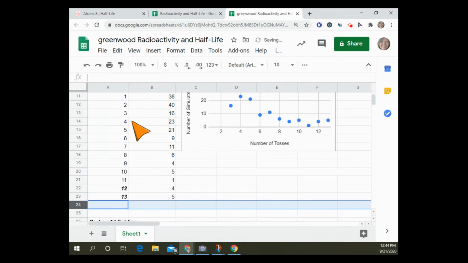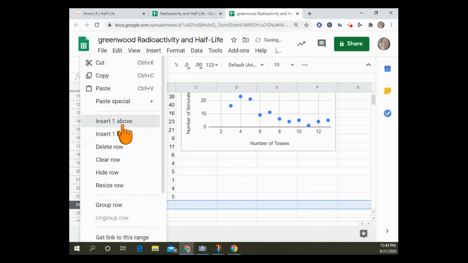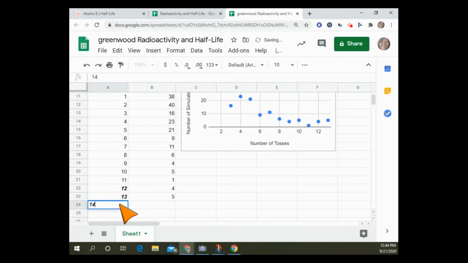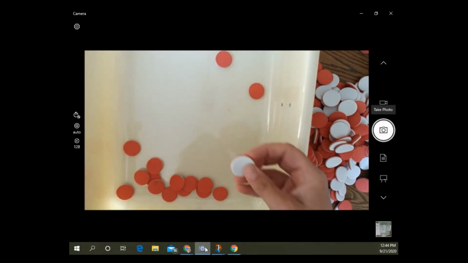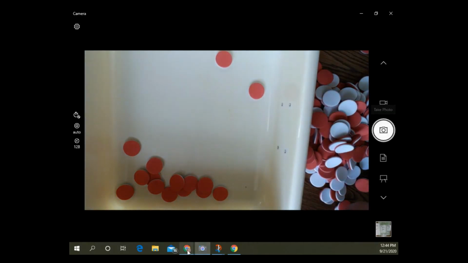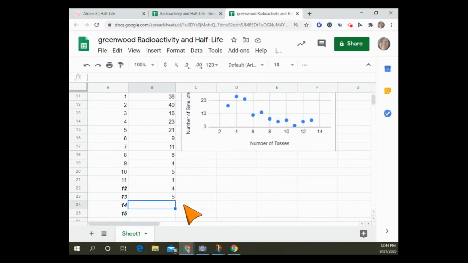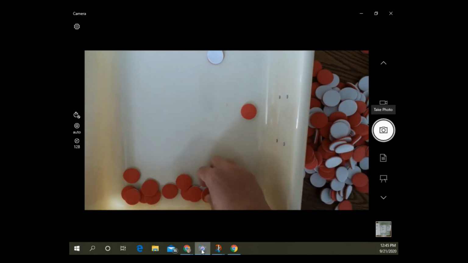A couple more rows. Okay, we'll go back to the camera and look at it again. We only got 2 that time. I feel like this might take a little bit. And we'll try again. No, we got 2.